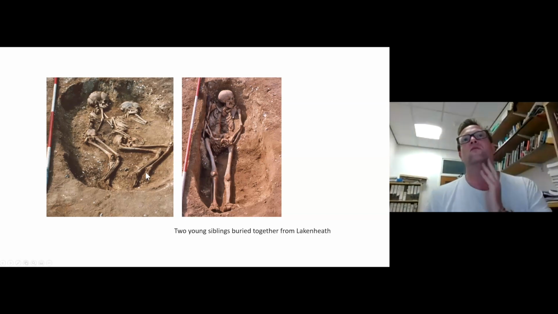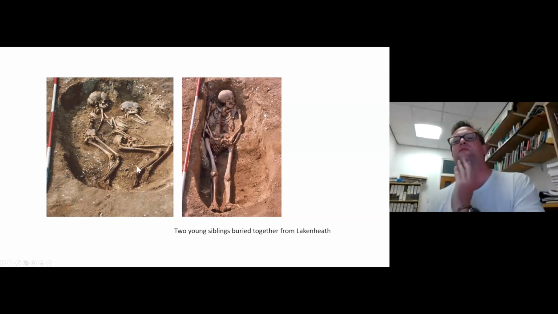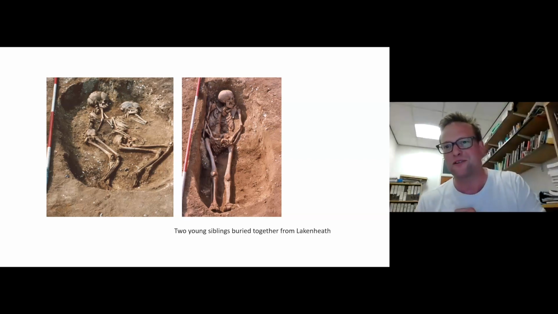One slightly older boy on the right-hand side, one slightly younger girl, about 9 to 10 and 11 to 12, the two of them. Buried at the same time, died at the same time. And what's interesting, for the first time, I'm wrapping up, Martin, don't worry.